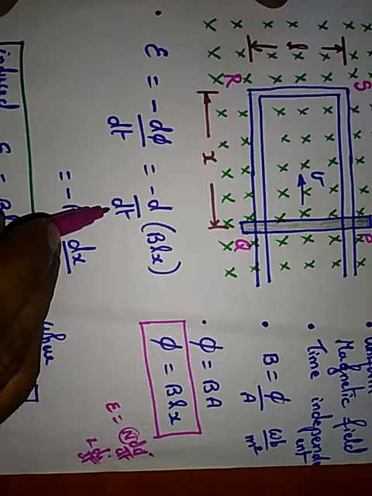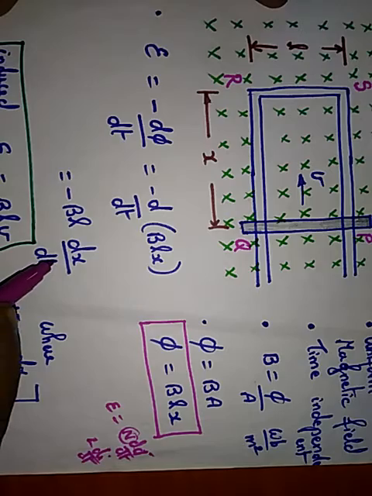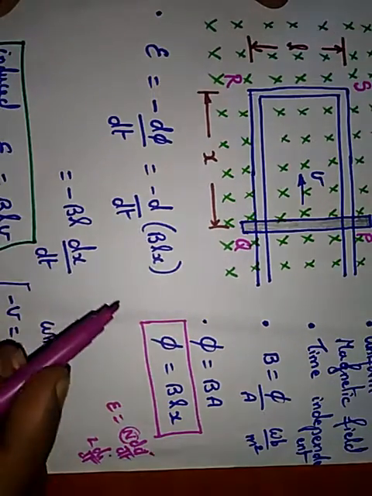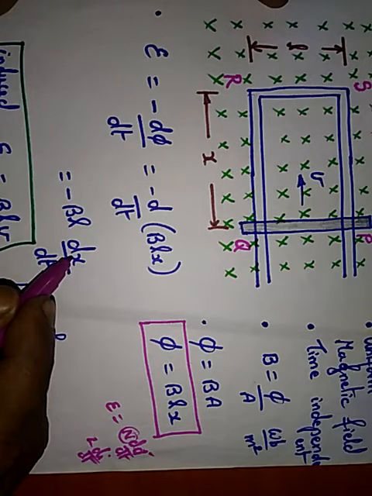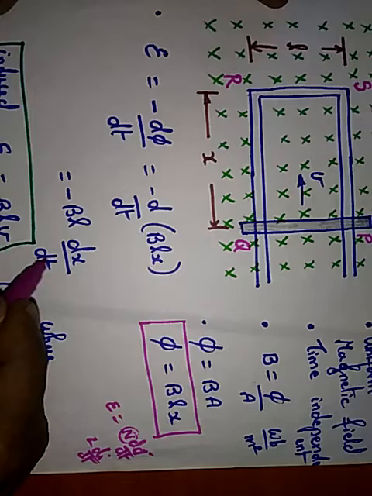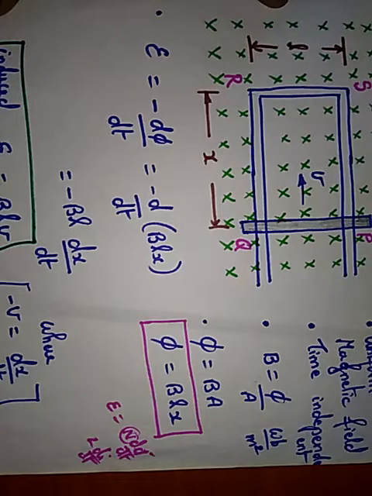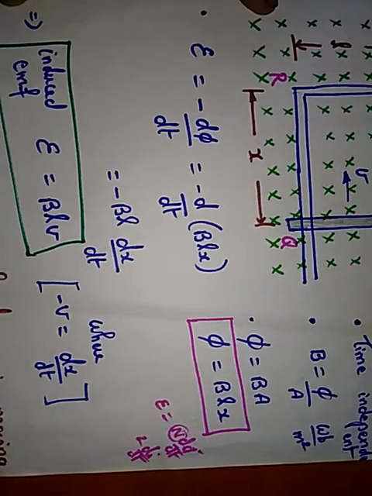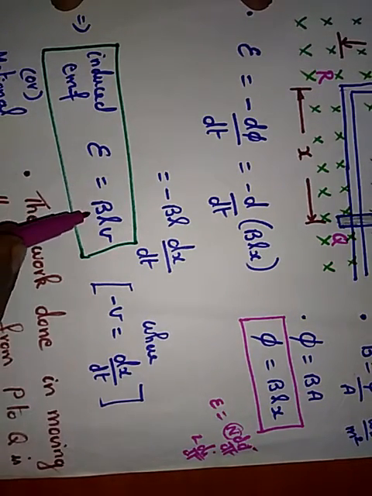Differentiating this term BLX with respect to t, B and L are constant, so bring them outside. Now we have dx by dt, and dx by dt is nothing but velocity, that is distance by time, the rate of change of distance. So I am replacing dx by dt by v, and the induced EMF E becomes BLV.